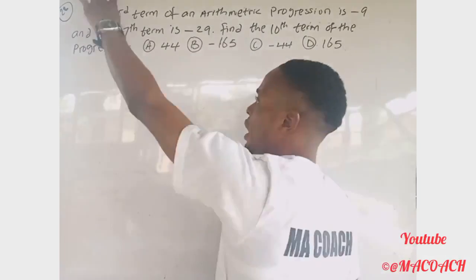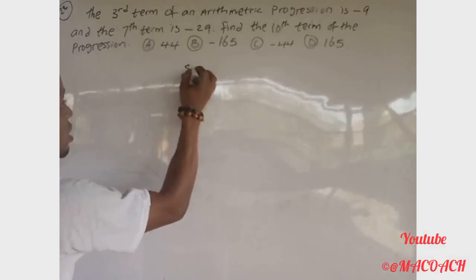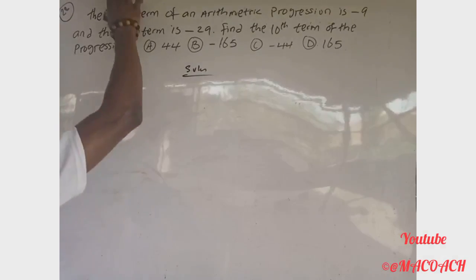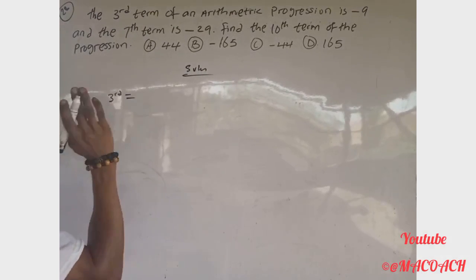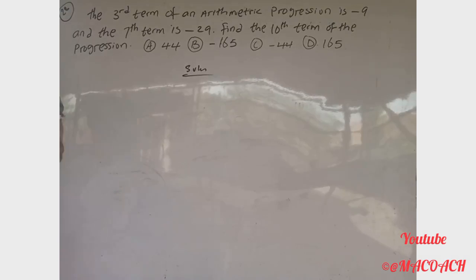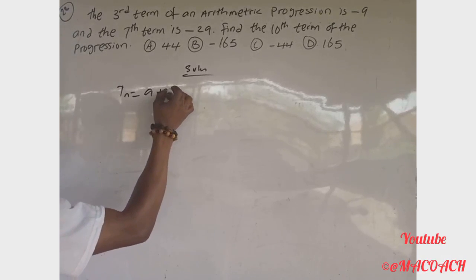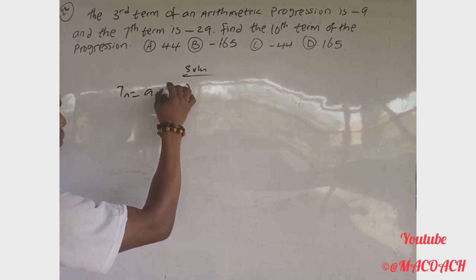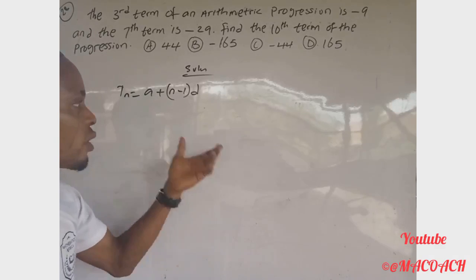To calculate the nth term of an AP, we have a general formula. Let me write the general formula to calculate the nth term of an AP: Tn = a + (n − 1)d. This is the general formula to calculate the nth term of an AP.